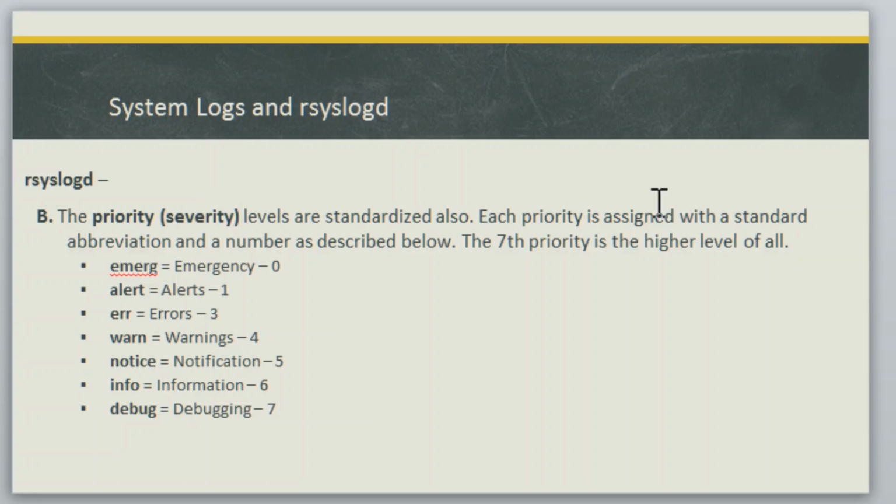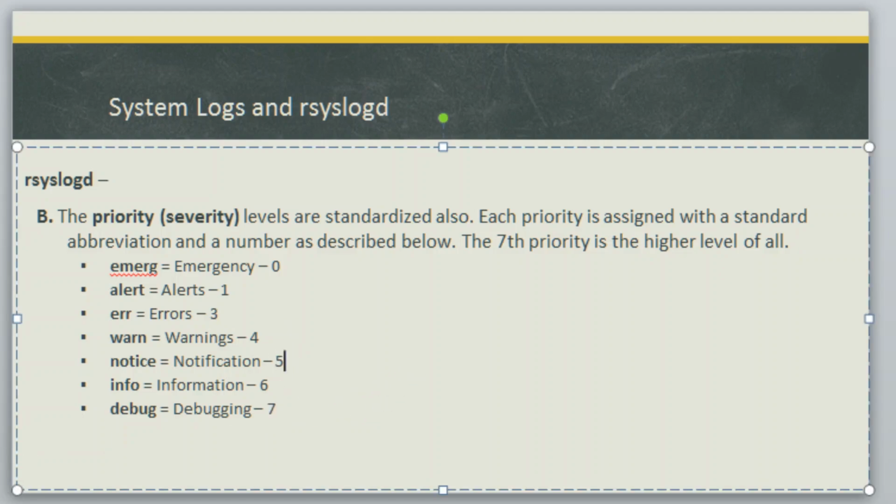So each priority is assigned with a standard abbreviation and a number as described below. So guys, the 7th priority is the highest level of all, and 0 is going to be the lowest one, okay? So emergency is 0. Alerts is 1. Errors is 3. Warn is 4. Notice is 5. Info is 6. And debug is 7. Okay.